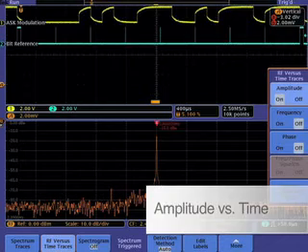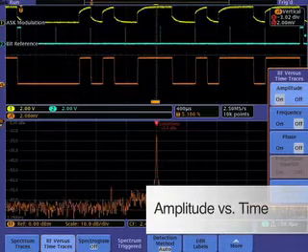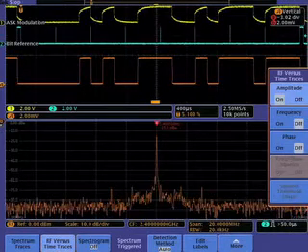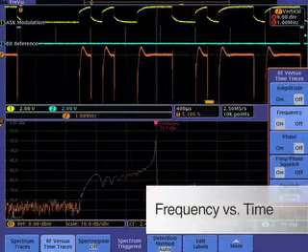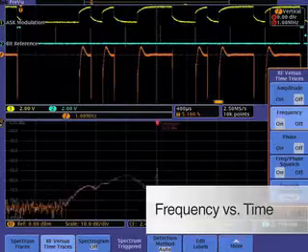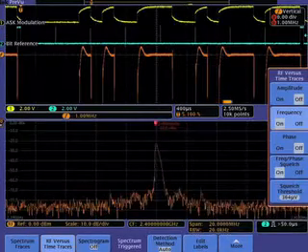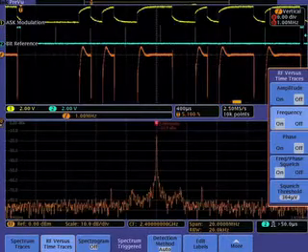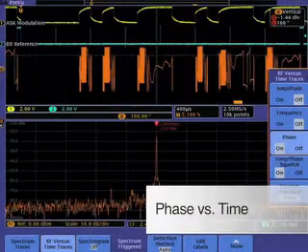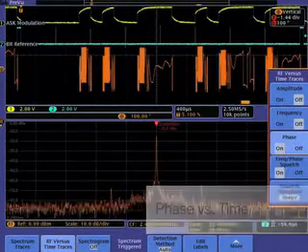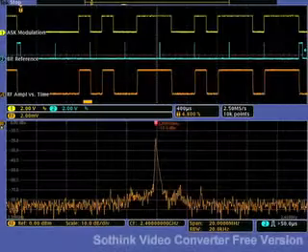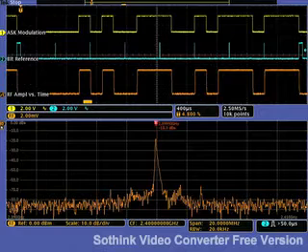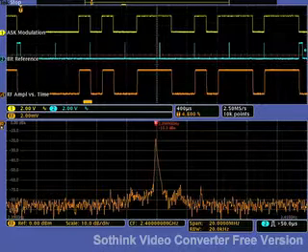The amplitude versus time trace shows how the amplitude of the RF input is changing over time and is shown in dBm. Frequency versus time indicates the instantaneous frequency of the RF input relative to center frequency and shows changes over time. Phase versus time shows the instantaneous phase of the RF input relative to center frequency phase. Since these traces are displayed in the upper window, this makes it easy to time correlate your RF signal with your analog and digital signals.